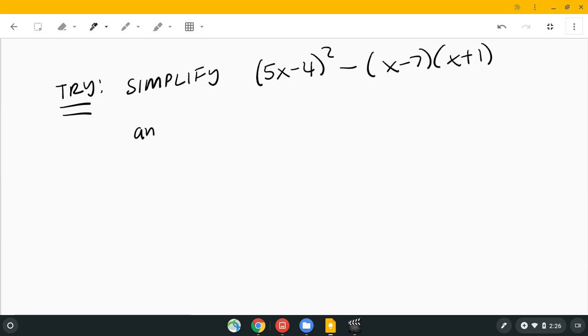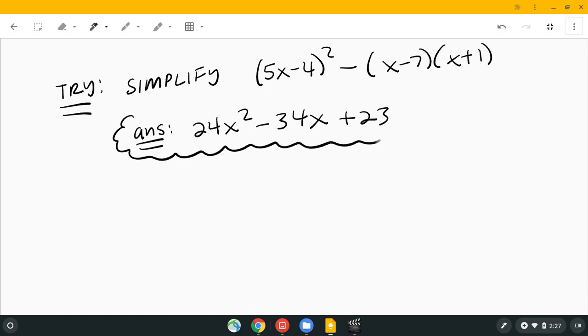Okay, so here's the answer. If you got this, 24x squared minus 34x plus 23, then you are golden. Okay, so if you didn't, then follow along.